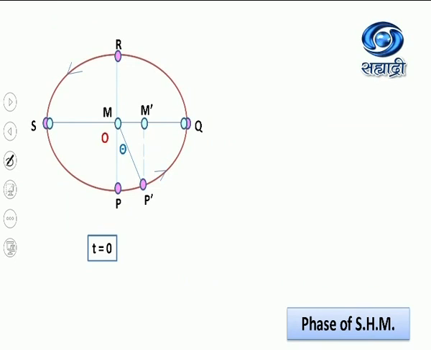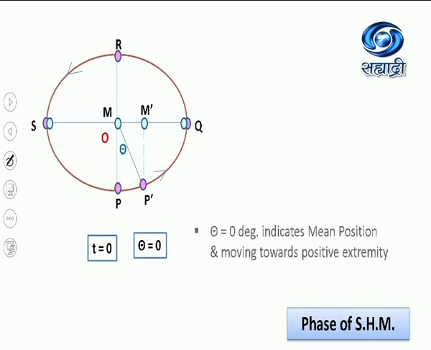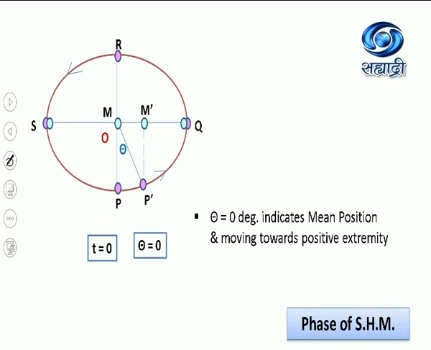When the particle is at position P, which is performing UCM, then at time t equal to 0, theta is 0, and the projection of P on SQ is lying at M. So we can see the phase of M can be represented as theta equal to 0, which indicates that the particle is at mean position and it will now start its journey towards the positive extreme, that is towards the right extreme position, say Q.